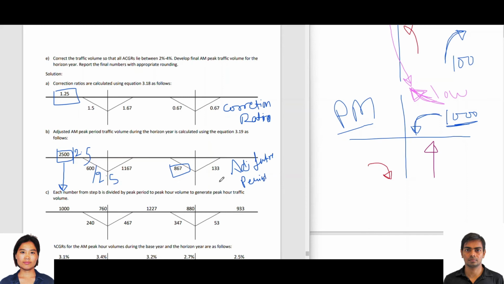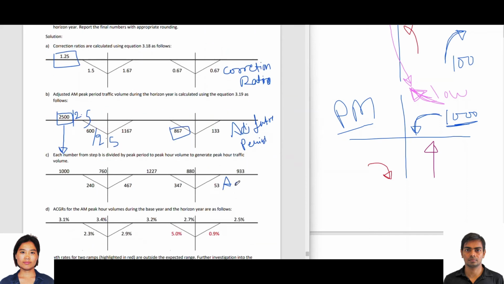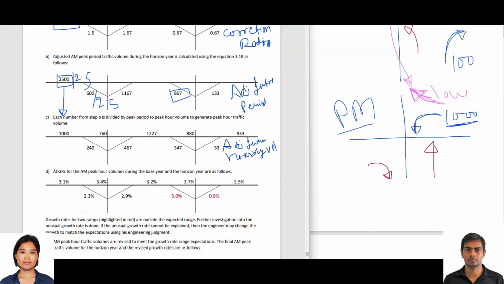Peak period volume. Then we have adjusted future hourly volume, or peak hour volume. Since we always report the hourly volume, we converted the travel demand model peak period into peak hour here. After we got the hourly volume, we are trying to calculate the growth rate.